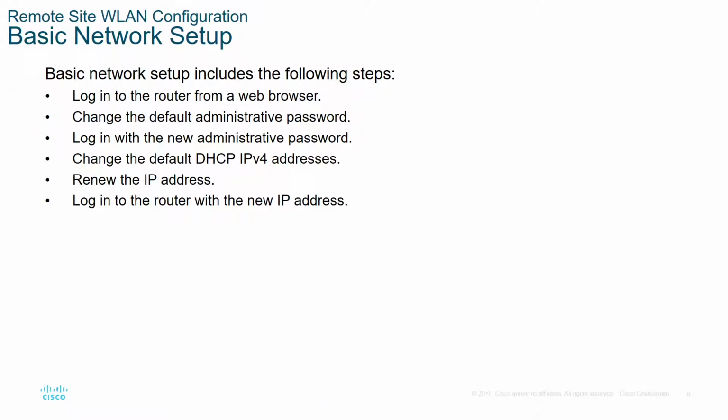Basic network setup. Basic network setup includes the following steps. Log in to the router from the web browser. Change the default administrative password. Log in with the new administrative password. Change the default DHCP IP version 4 addresses. Renew the IP address. Log in to the router with the new IP address.